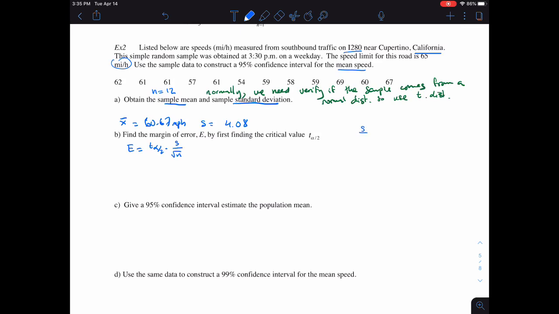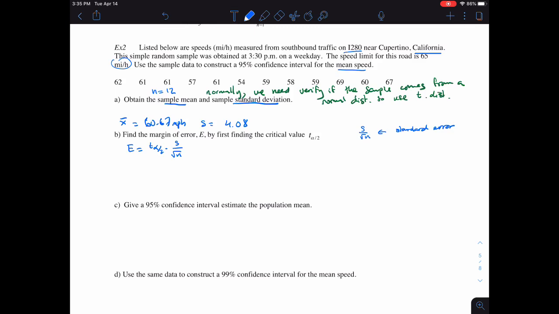So s over square root of n is usually referred to as the standard error, because we are estimating the standard deviation of the population. Since we're using the sample standard deviation, there's some sort of uncertainty, there's some sort of error. So therefore, it's how many standard errors away from the actual value.